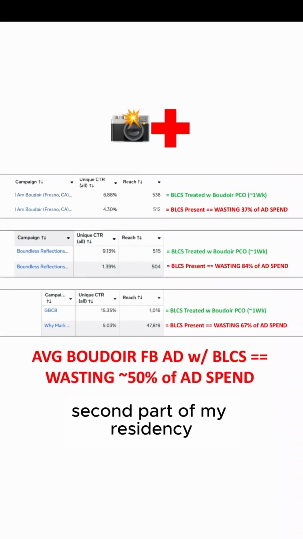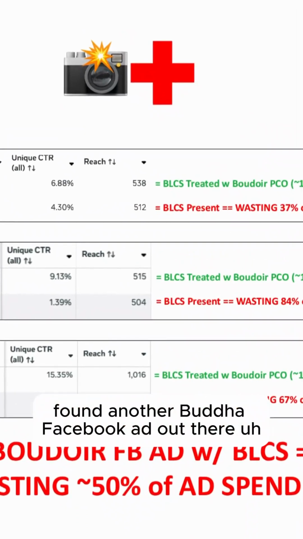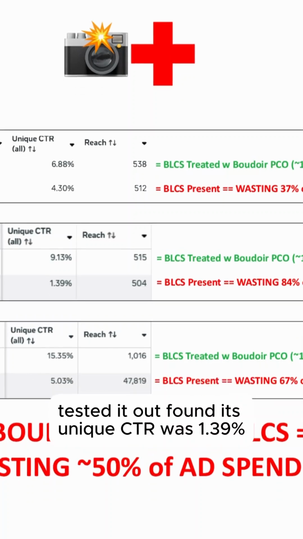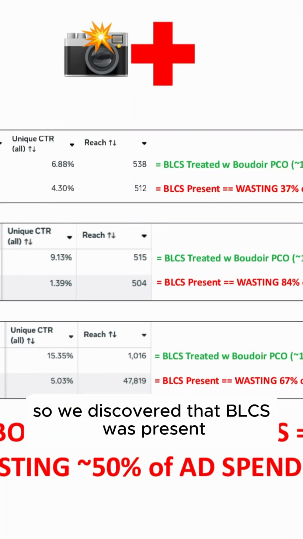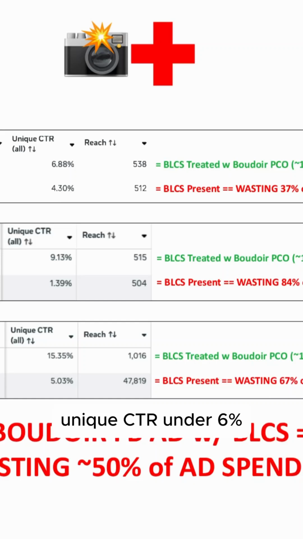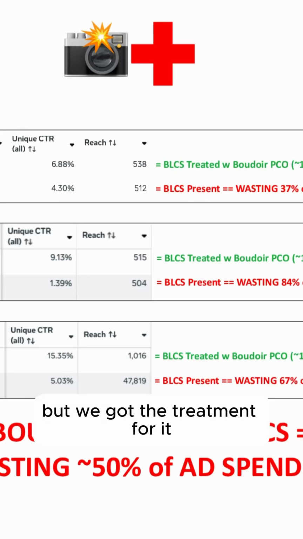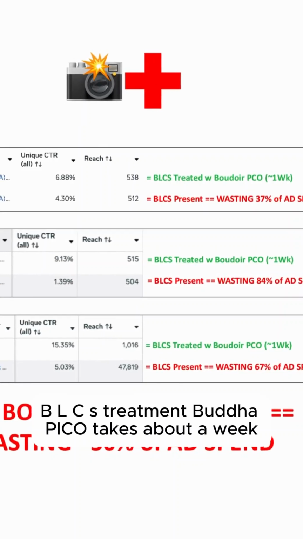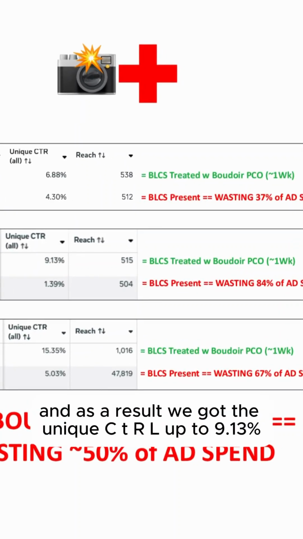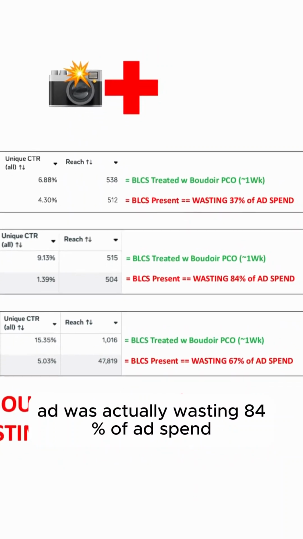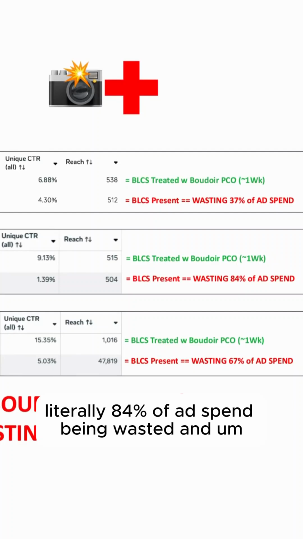All right, second part of my residency, found another Boudoir Facebook ad out there in the marketplace, brought it to the hospital, tested it out, found its unique CTR all was 1.39%. So we discovered that BLCS was present. Unique CTR all under 6% is BLCS, Boudoir low click syndrome, but we got the treatment for it. BLCS treatment with Boudoir Pico takes about a week. And as a result, we got the unique CTR all up to 9.13%. So we found out the original Boudoir Facebook ad was actually wasting 84% of ad spend, literally 84% of ad spend being wasted.